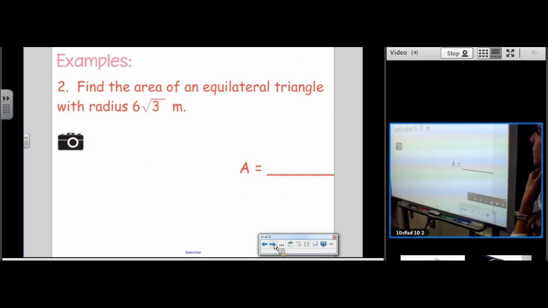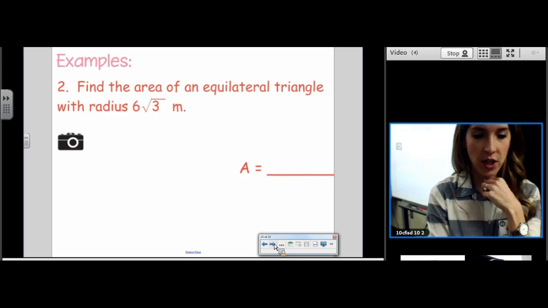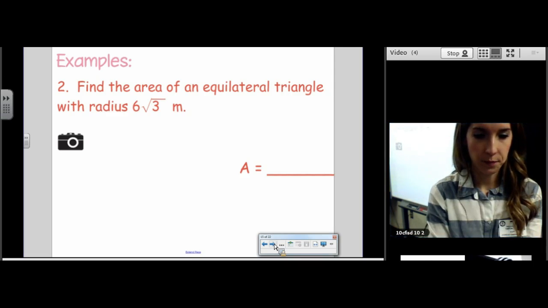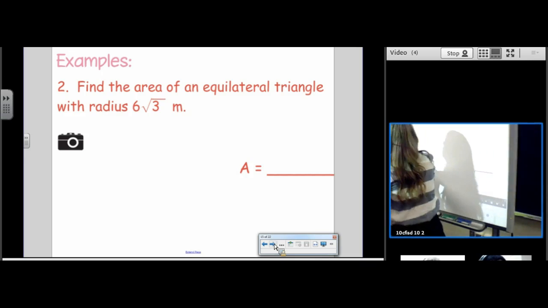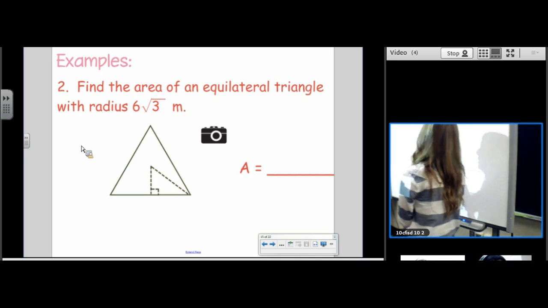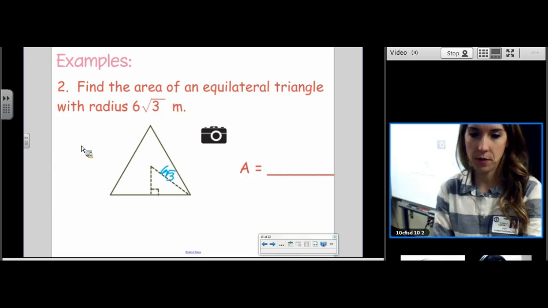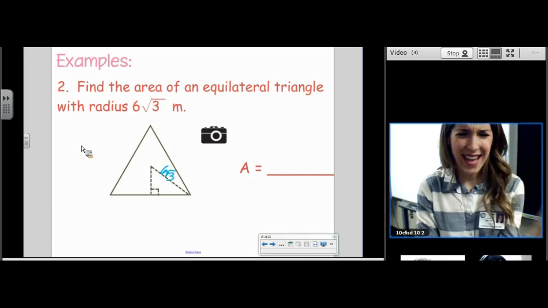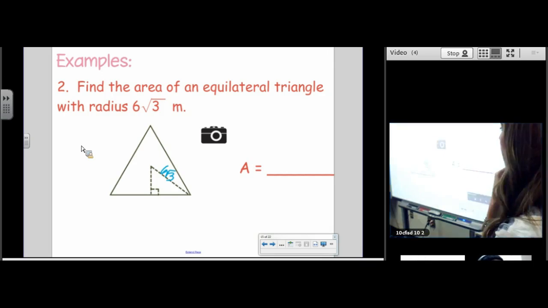Find the area of an equilateral triangle with a radius of 6√3 meters. So draw a picture, and then I'll show you my picture. All right, hopefully you drew a picture. You drew an equilateral triangle, and you drew a radius. The radius is this segment right here. So the radius is 6√3. Once again, we have this √3 across from the 90. Goodness, I don't know why.